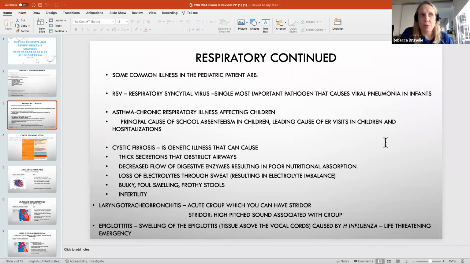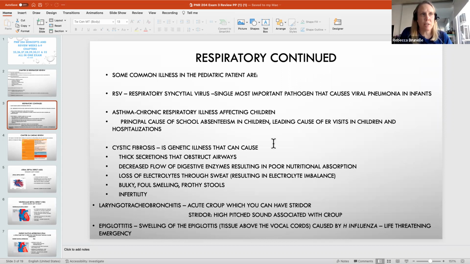So respiratory illnesses are really common in kids. So there's a couple that you really need to remember. RSV is the most significant cause of viral pneumonia in children, in infants particularly. And then asthma is the most common chronic respiratory illness that causes a lot of school absenteeism and is a leading cause of ER visits.